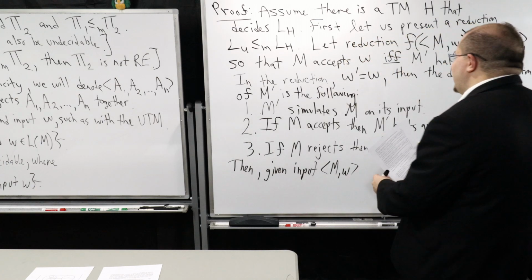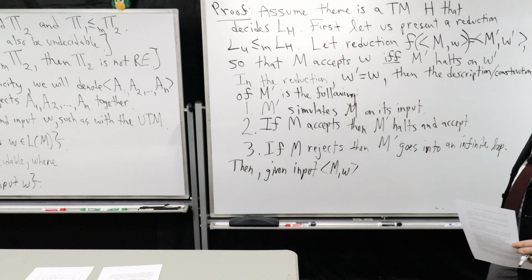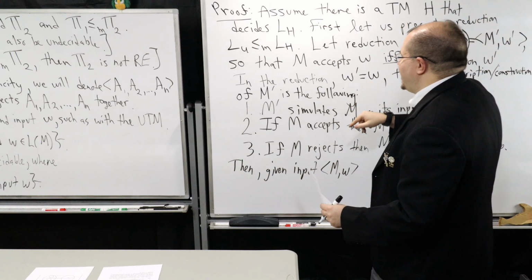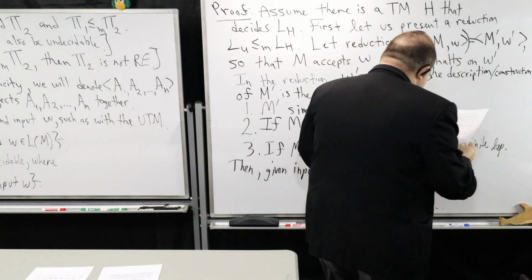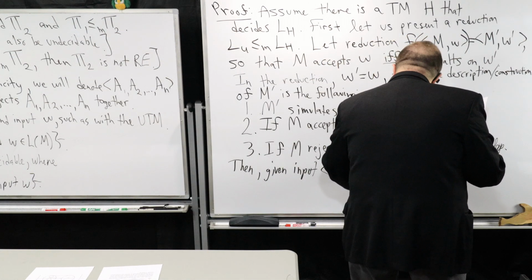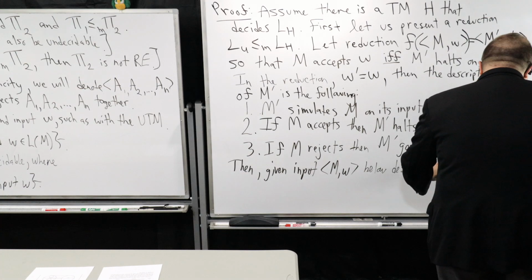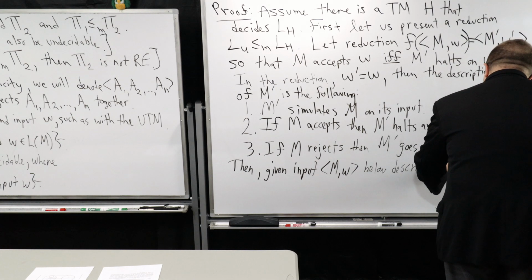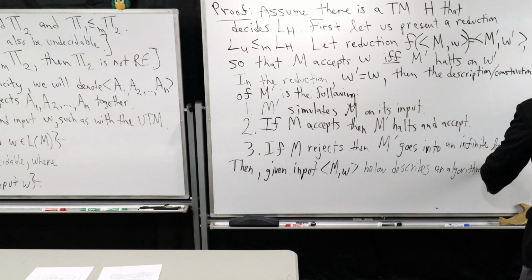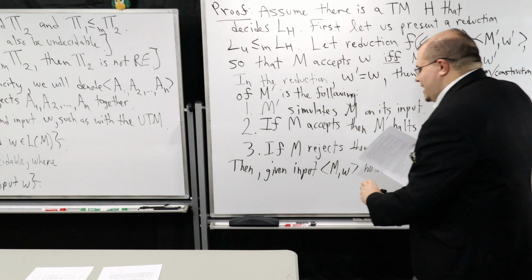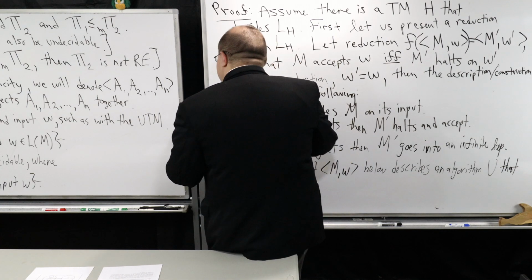Okay, so now I've described the reduction to you. So this will give me something I could feed over to my algorithm, my decider that decides LH. So here's how the algorithm's going to play out. So here we go. So given input MW, below describes. So once we finish this, we'll stop for today. Below describes an algorithm, and I'll call it U, just in the sake of that it's essentially going to be a universal Turing machine that decides LU.